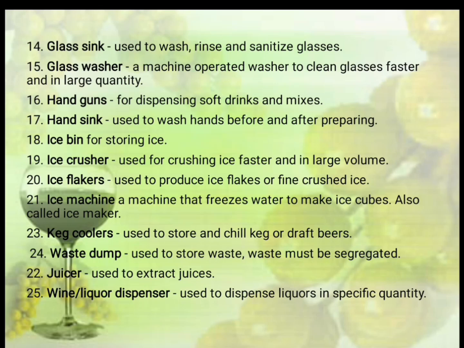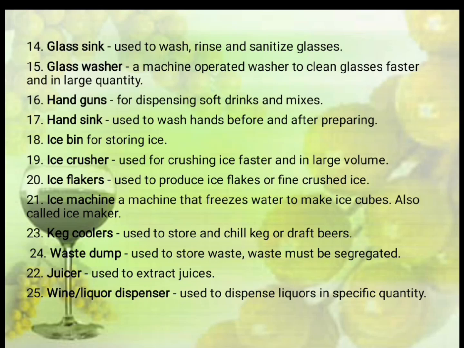Eighteen, ice bin for storing ice. Nineteen, ice crusher, used for crushing ice faster and in large volume. Twenty, ice flaker, used to produce ice flakes or fine crushed ice. Twenty-one, ice machine, a machine that freezes water to make ice cubes, also called ice maker.